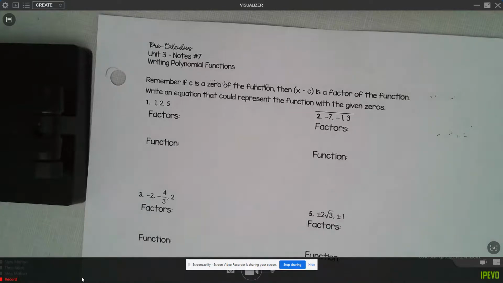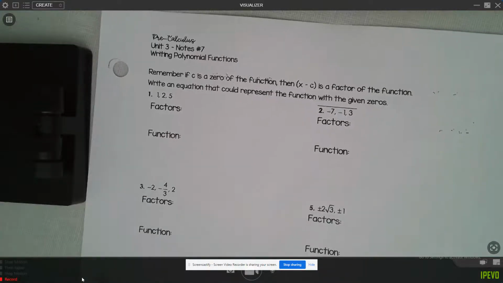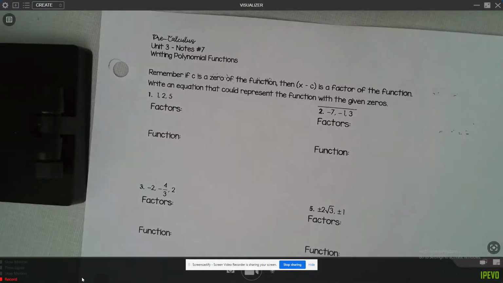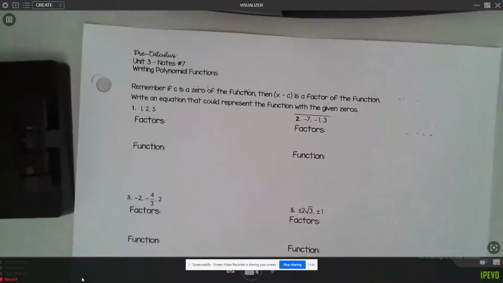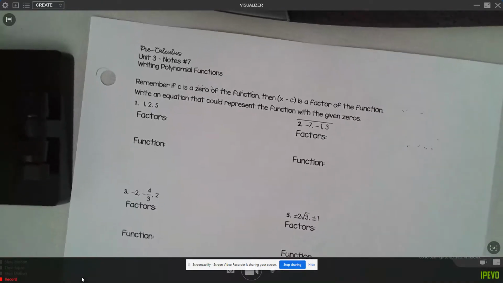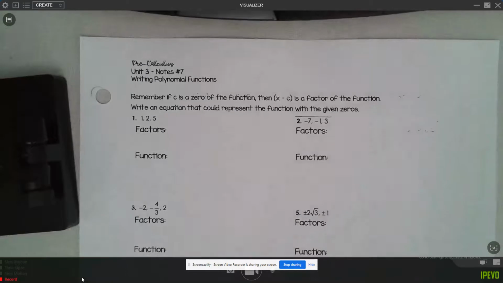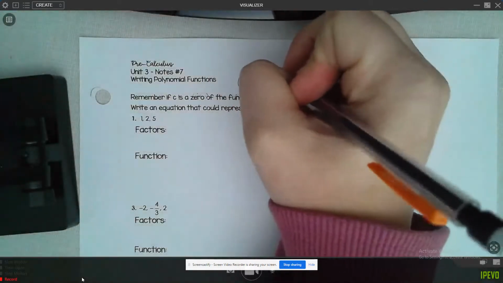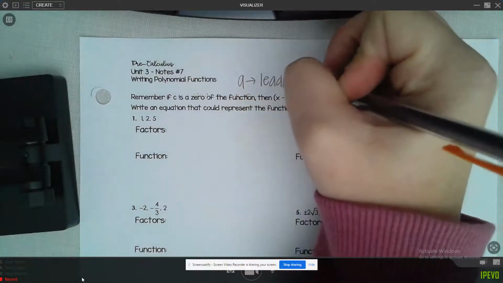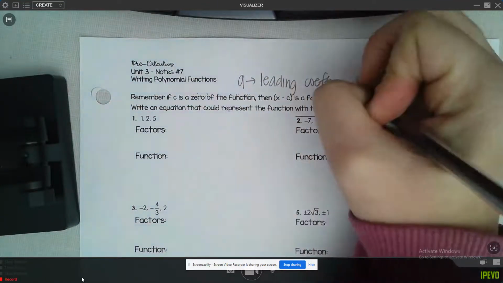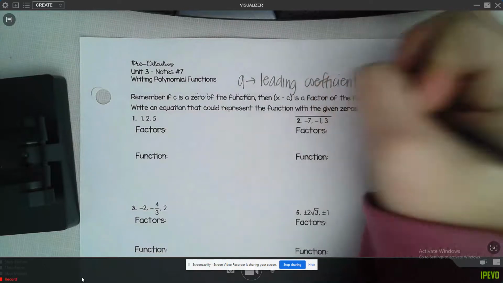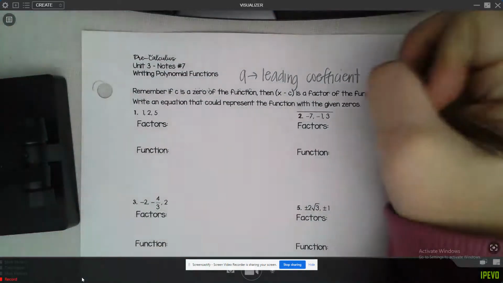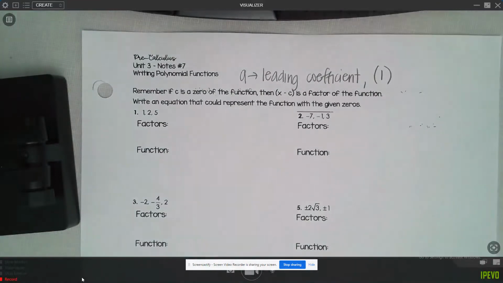So here's what you're going to do first. Recognize that if I don't tell you something, if I don't say like f of 2 equals blah, blah, blah, you're going to assume your a value is just 1. Okay, a, which is my leading coefficient, will just be 1 for right now. It could change, but right now it's just going to be 1.